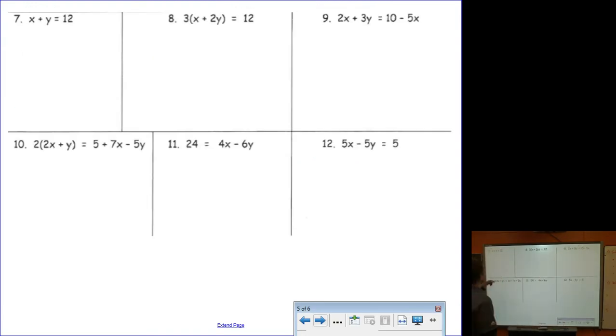Number 7, to get the Y by itself, I just need to get rid of the X. So I'm going to subtract X from both sides. And 12 minus X is just 12 minus X.